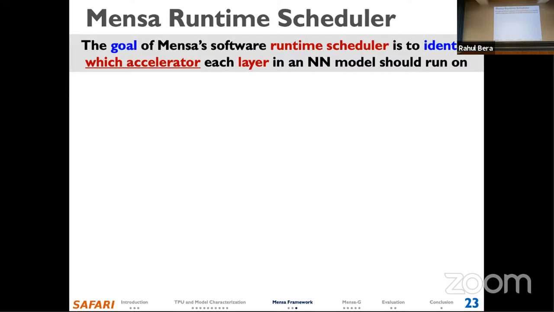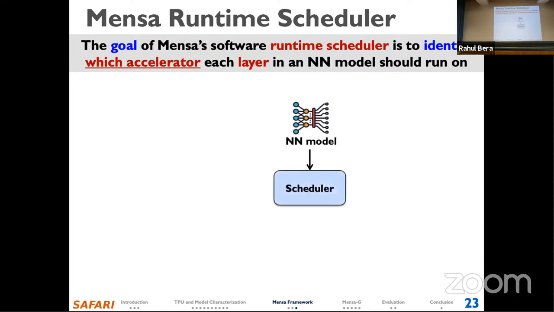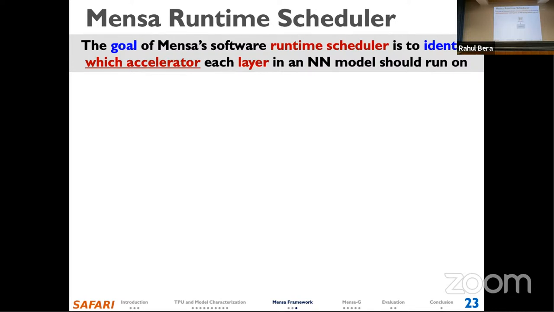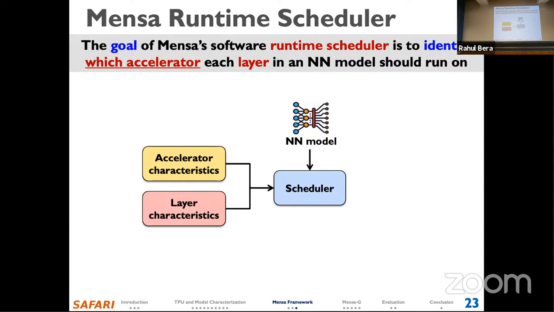So we need to figure out, if a new layer shows up, to which accelerator I'm going to execute that particular layer. So this is the scheduler. It has three main inputs. First, we require the data flow graph of the neural network model that is being executed during the runtime, during the inference, and this is known prior to the execution. And also, we require the characteristics of the accelerators that are available on the line for the execution.